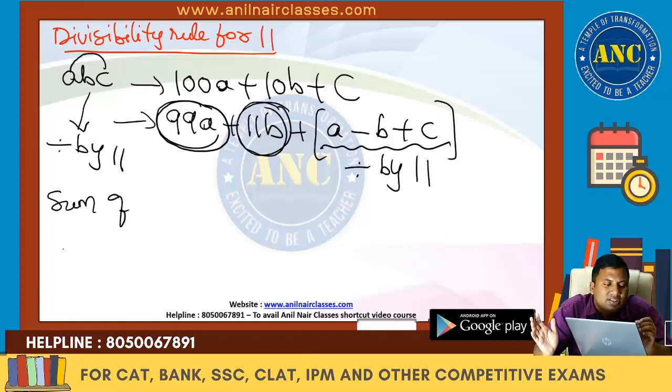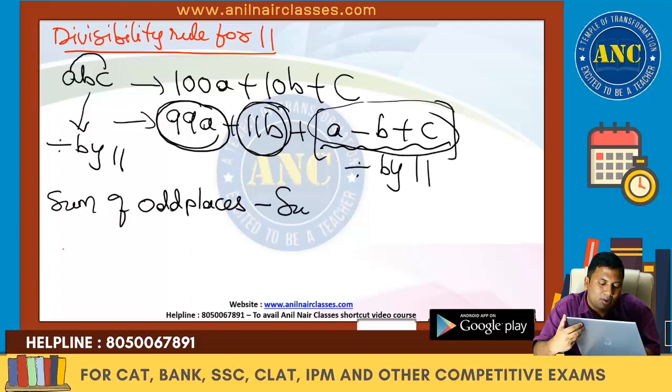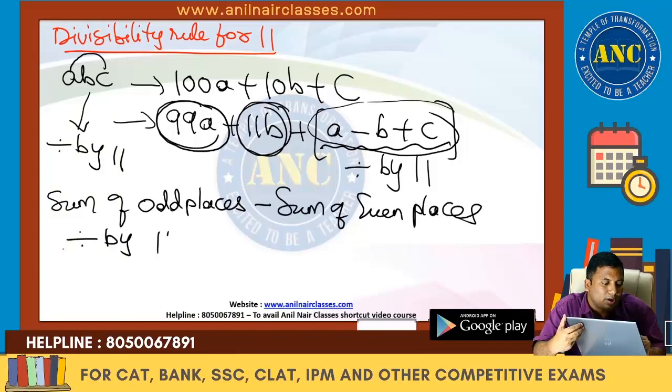What are A plus C? A and C are present in the odd places. What is B? B is present in the even place. Just by looking at this, A minus B plus C should be divisible by 11. I can conclude that the sum of odd places minus the sum of even places should be divisible by 11. I hope the idea is clear.